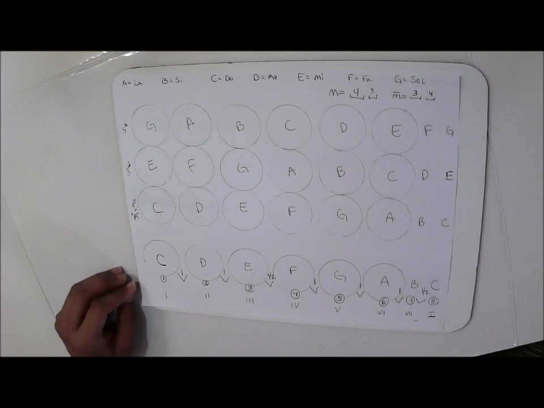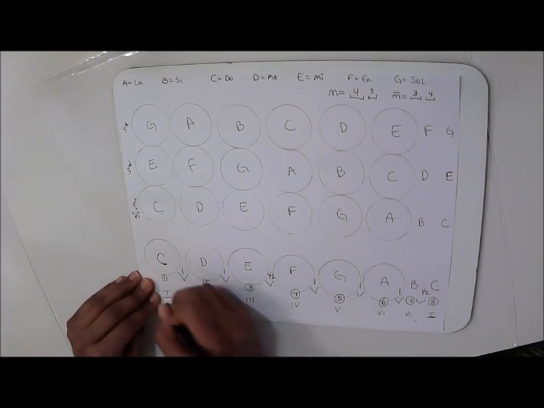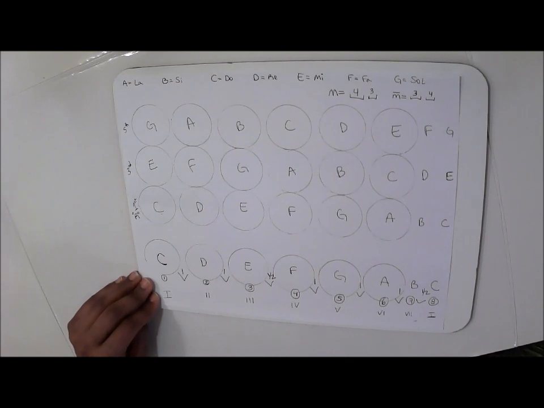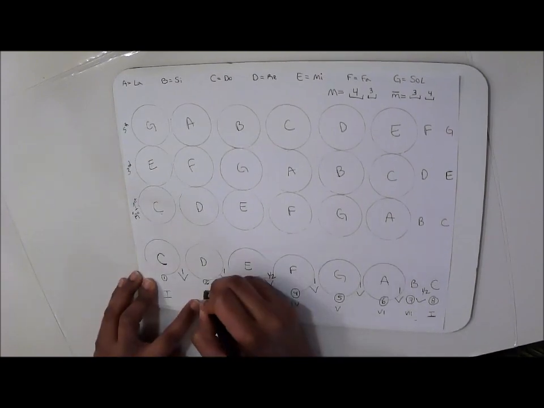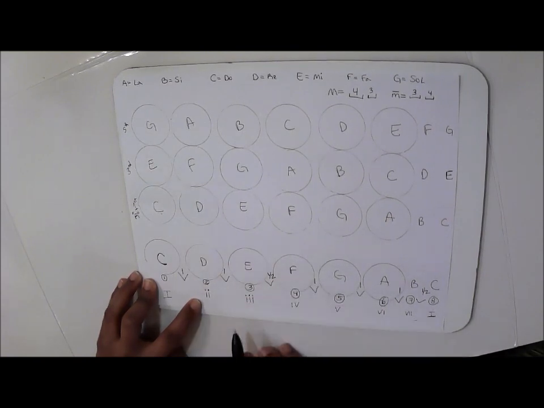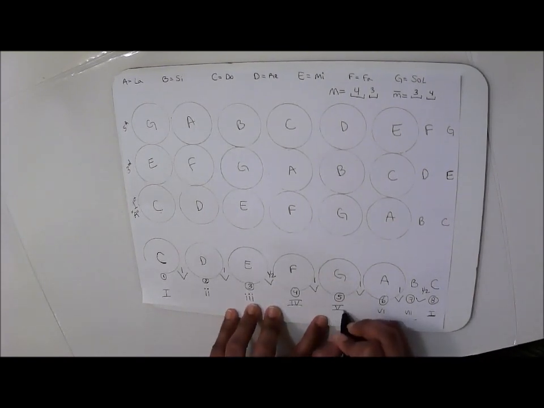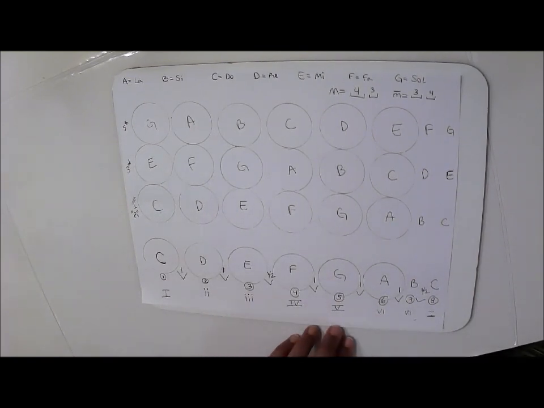We know that the one chord in the major scale is going to be major. The second, it's minor. The third chord, or the 3 chord, is minor. The fourth chord is major, so I'm going to put it major like this. The fifth, or the 5 chord, is major.